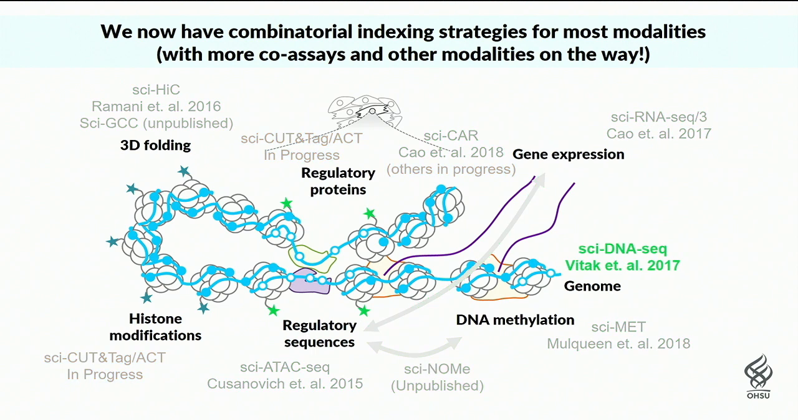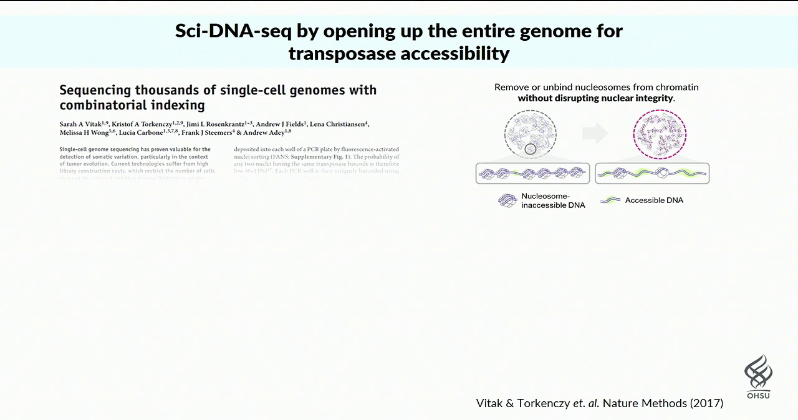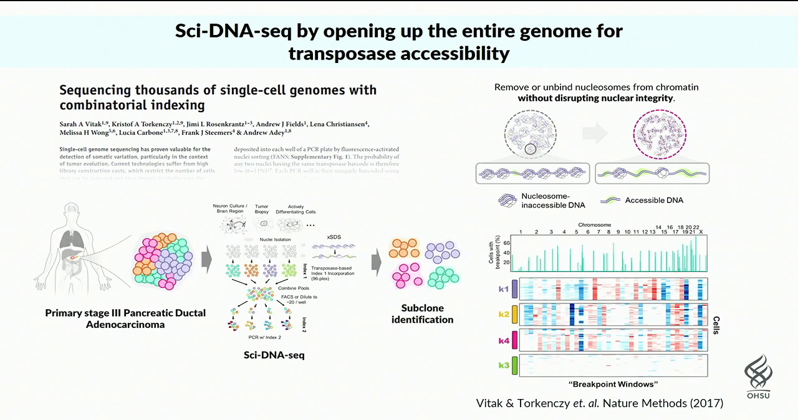To highlight a couple of these, and this is published work, so I'm going to go through it fairly quickly. We did a single-cell whole genome sequencing strategy, where the key was, instead of getting the transposase to insert only at active and open regions of chromatin, we found a way to open up nucleosomes and remove them to enable the transposase to insert everywhere in the genome, so we can get single-cell whole genome sequencing using the same strategy.